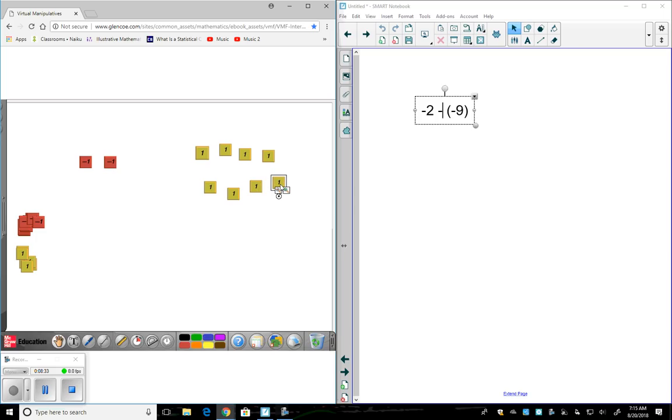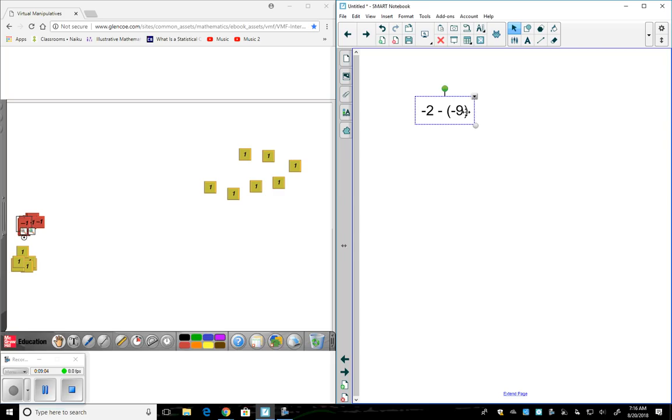Okay, so here are my -9s. 2, 3, 4, 5, 6, 7, 4, 8, 9. Okay, so I have 9, so I must have missed a negative somewhere. Okay, so I have -2. Change the sign of the -9 so it becomes a +9. Well, let's zero out some of my numbers if I can. So that way I'm left with 1, 2, 3, 4, 5, 6, 7. So -2 minus -9 equals a +7.